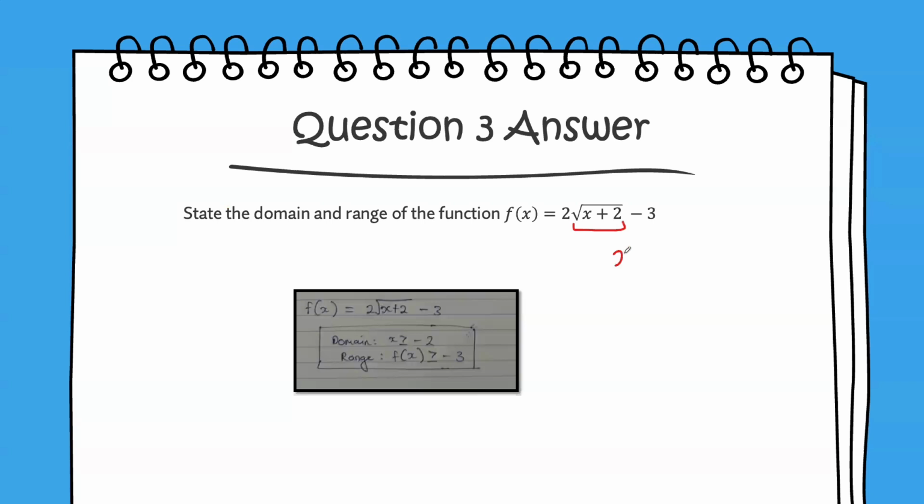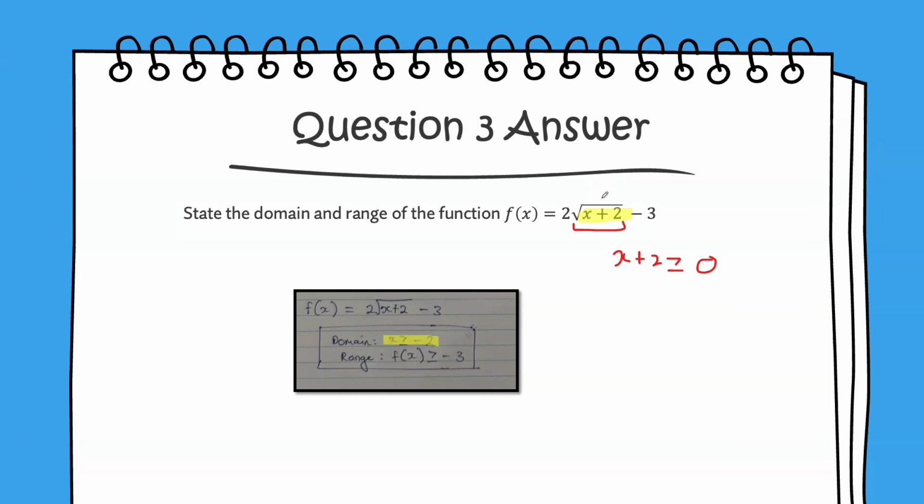So x plus 2 has to be greater than or equal to 0, which means that x has to be greater than or equal to negative 2. Okay? So that's pretty simple. All right, x has to be greater than or equal to negative 2. Now for the range, since this cannot be negative here, that means that you can't have a negative square root. Nothing that you square root will give you a negative. So the smallest that this number can be is 0.